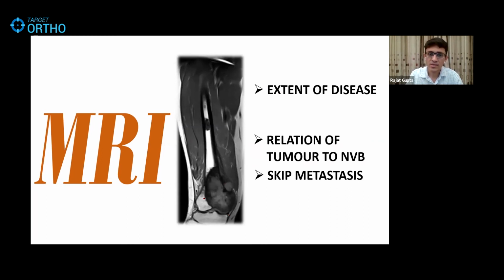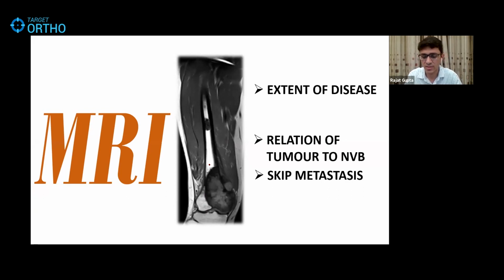Next, it also tells us about skip metastasis. If you get a full length MRI, and one thing I forgot to mention, whenever you order an X-ray or an MRI, you must order the full length X-ray or full length MRI of the bone, for the simple reason of detecting skip metastasis, if any. Many times people argue that even if you are suspecting, let's say, benign tumors, why order a full length X-ray? There is no harm in getting a full length X-ray because that is not costing you anything. Anyways, you are getting the X-ray done.